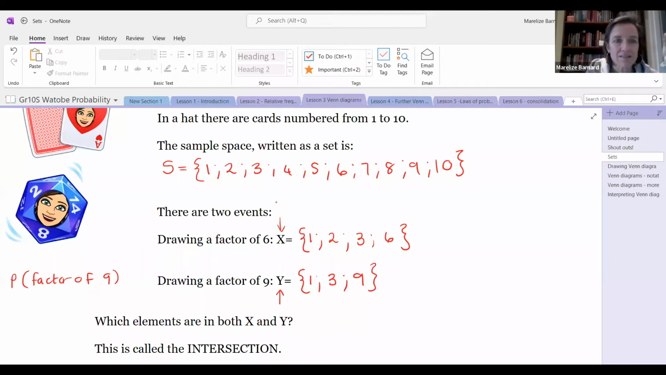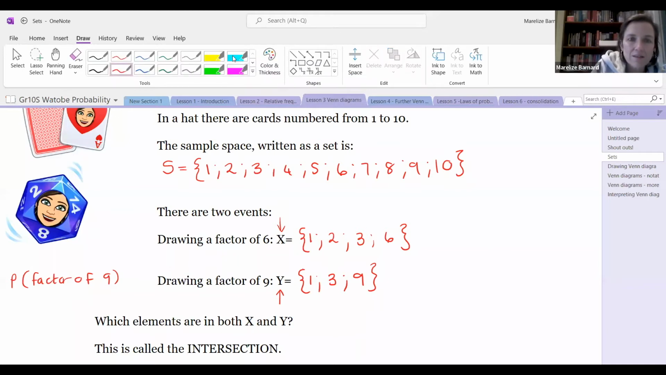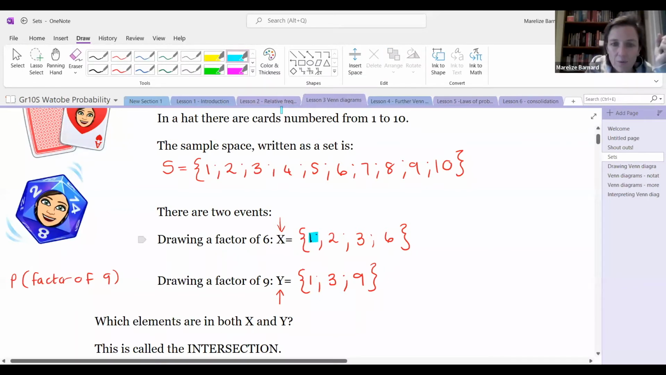Okay, nice. 1 and 3, that's right. Okay, 1 and 1 and 3 and 3. And when two events have something in common, or there's overlap between them, we call that the intersection.